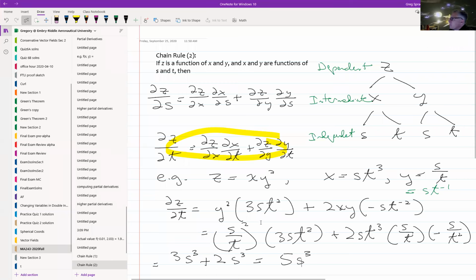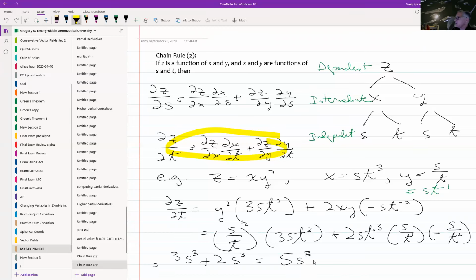Okay. Now I paused the video and I just restarted it because this answer is wrong. It doesn't look right and it's not right. Because if this were the answer, this is del z del t. If that were correct, then the original function would be 5s cubed t. And if I wrote this in terms of s and t, I would not get 5s cubed t.